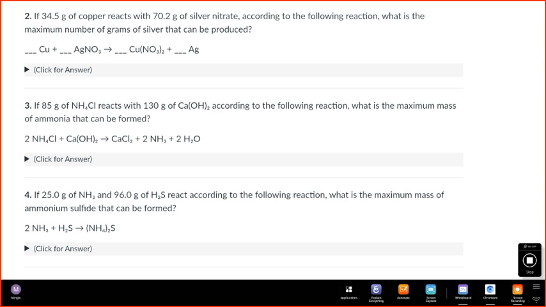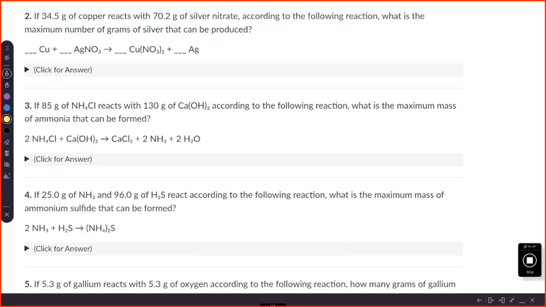For question 2, we've got an equation that's not balanced, so let's go ahead and balance that. I see there's 2 nitrates here. Let me switch to a different color. 2 nitrates here, so I'll need a 2 here. And that looks like it actually balanced everything.